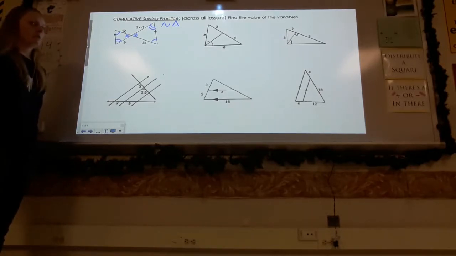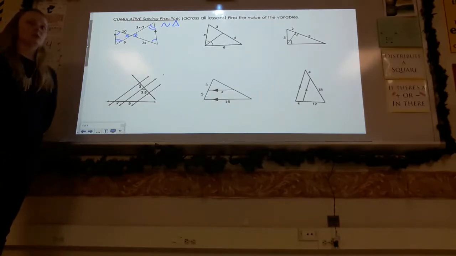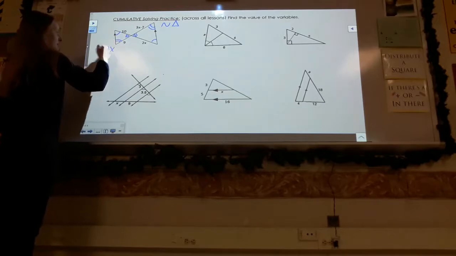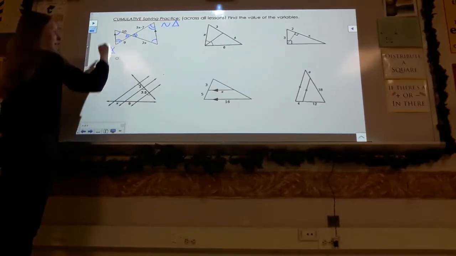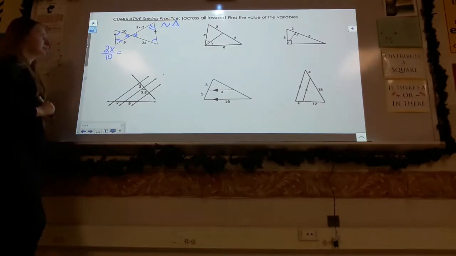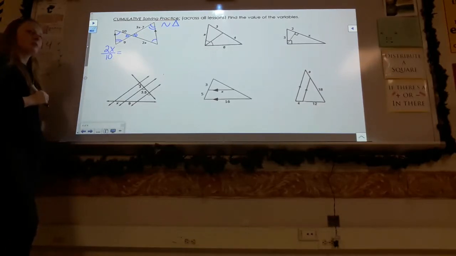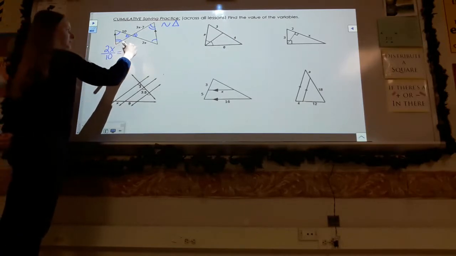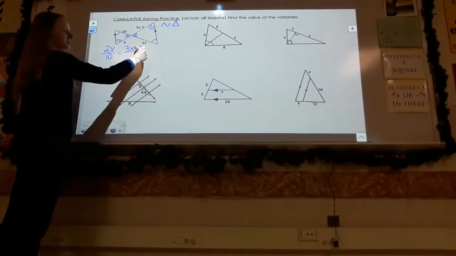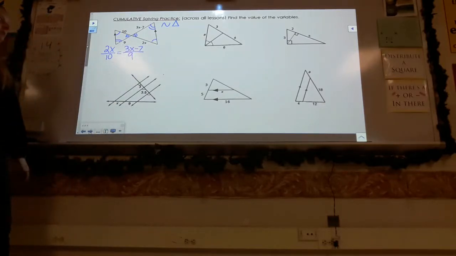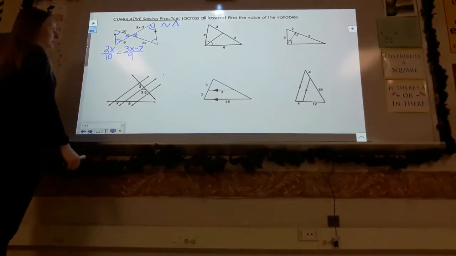Remember, for these, we start with the variable, so pick one of the variable expressions. 2x. Okay? So 2x corresponds with 10 in the other triangle. Remember, we're matching corresponding parts here. Then you go back to the original triangle. What corresponds with 3x minus 7? The 9. So remember, with similar triangles, you just match up corresponding sides and write them as a proportion. And then you cross multiply.